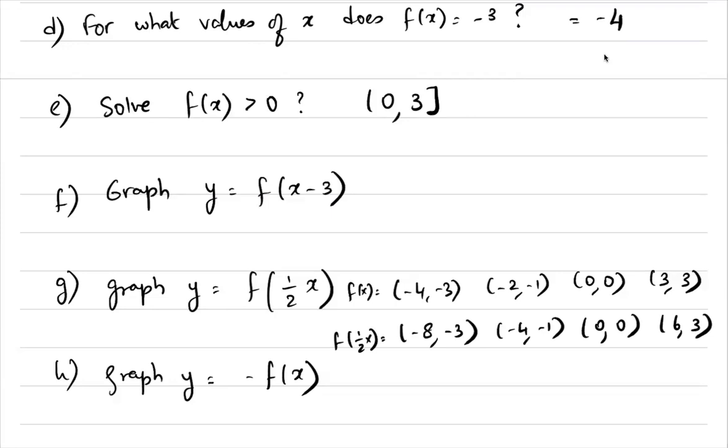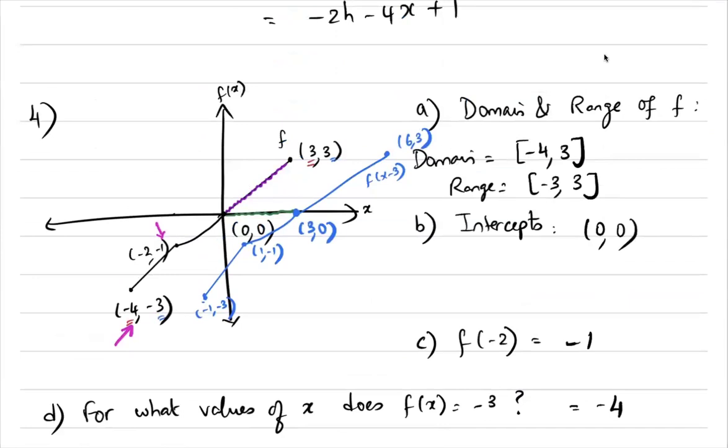So I'm going to plot them. -8, -3. I don't know whether I have room for it, but I'll try. -8, -3 is somewhere here. Then I have -4, -1. Then I have 0, 0. Then I have 6, 3. Connect them. And that is the graph of f of 1/2 x.